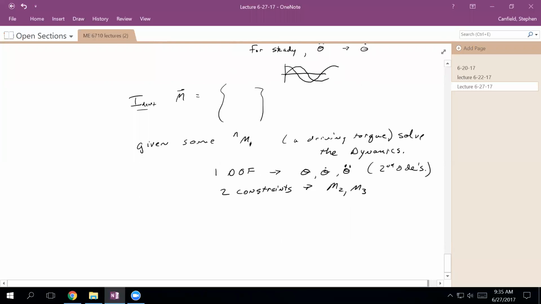So to set this up, I would need to write a matrix that's a function of my unknowns, theta double dot, M2, M3, and then everything else would be on my right-hand side. All the knowns would go over here. I'd set it up this way.